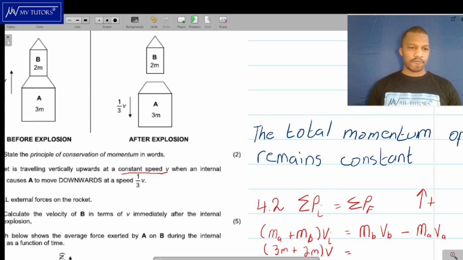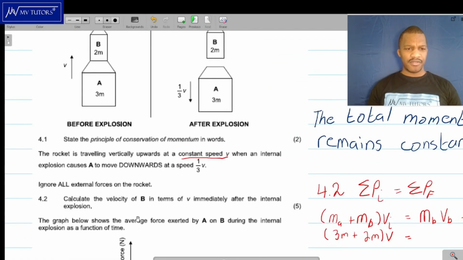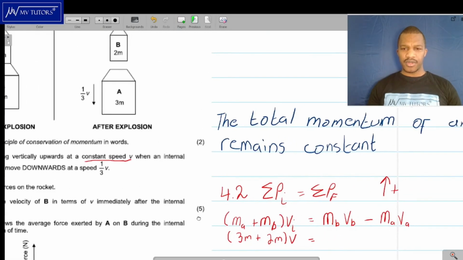Okay, now I'm just filling in the information that we have, but let's just read. What are they looking for? Calculate the velocity of B. Okay, B is the one going up. That's what we're looking for.